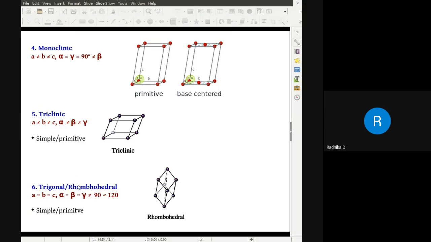Next is trigonal or rhombohedral. You have all sides same, all angles same. Okay, if I did not have the rest, it would have been like a simple cubic. But unfortunately, this is not like simple cubic. Angles are same, but they are not equal to 90 degree. Very important point here. Angles are same, but they are not equal to 90 degree. But at the same time, it is less than 120 degree. That means it's not 90, it's not perpendicular, not all are orthogonal. But it is less than 120 degree.